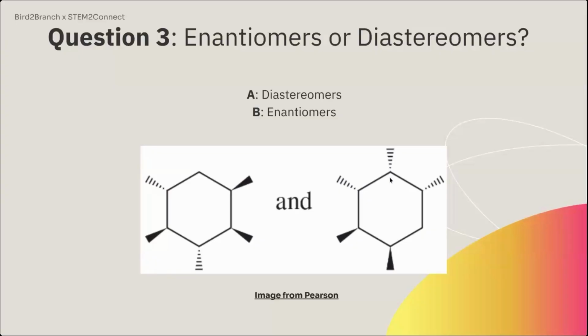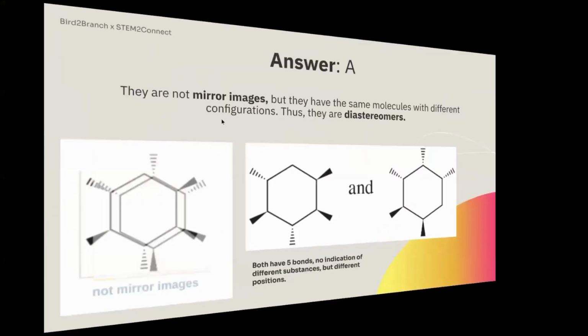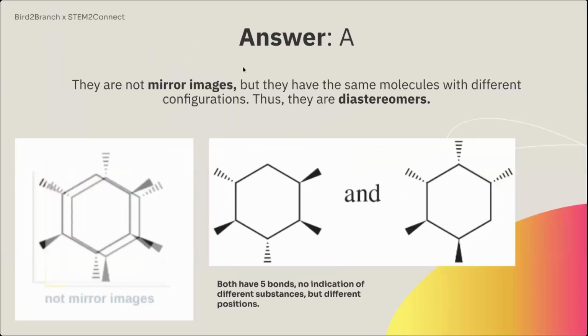Okay, I see that a lot of you changed your mind. These are diastereomers, so the answer is A, because they are not mirror images, but they have the same molecules with different configurations. If you see all of these little triangle-looking wedges and dashes, they all look the same. It's not like one of them has a Cl or something, so they're all connected to the same atoms, and there are 5 of them on each one. So clearly, these are the same molecules with different configurations.